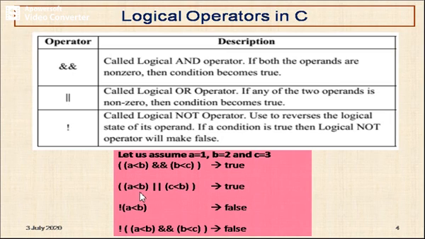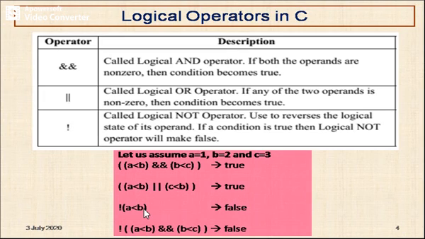Whereas the logical OR means, as the name implies, when either one of the conditions is satisfied, the output is true. Here for this example, A less than B is satisfied because 1 is less than 2. Then C less than B, that is 3 less than 2, is not satisfied. Condition 1 is satisfied, condition 2 is not satisfied. But what is the nature of this operation? Logical OR: when either one of these two conditions is satisfied, the output is true. Since condition 1 is satisfied, the output is true.